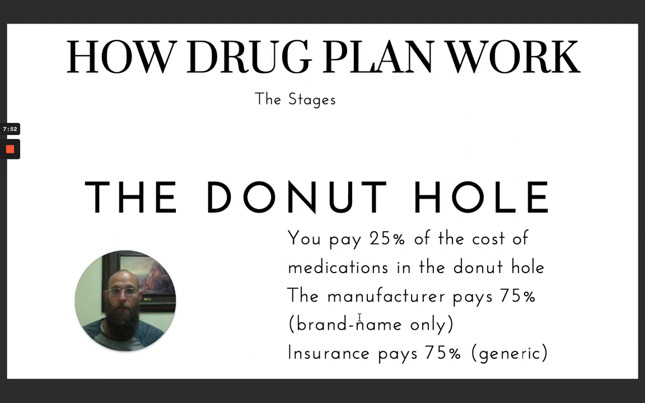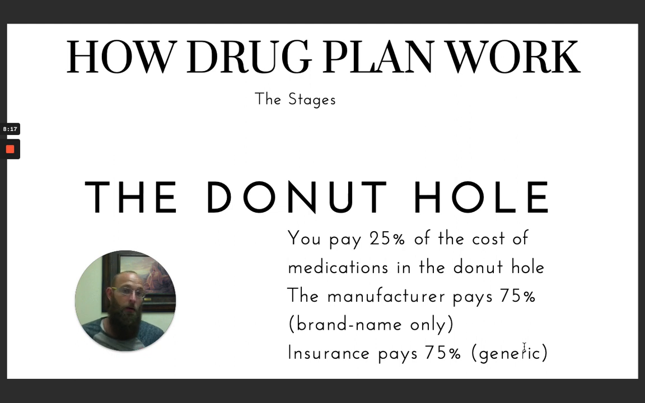Now, why is that important? Because if you're taking a brand name drug, what you're paying and what the manufacturer is paying will all go towards the amount you've got to pay to get out of the donut hole. If you are taking a generic medication that puts you in the donut hole, then you're paying 25%, the insurance is paying 75%, but that 75% does not count towards graduating you out of the donut hole.